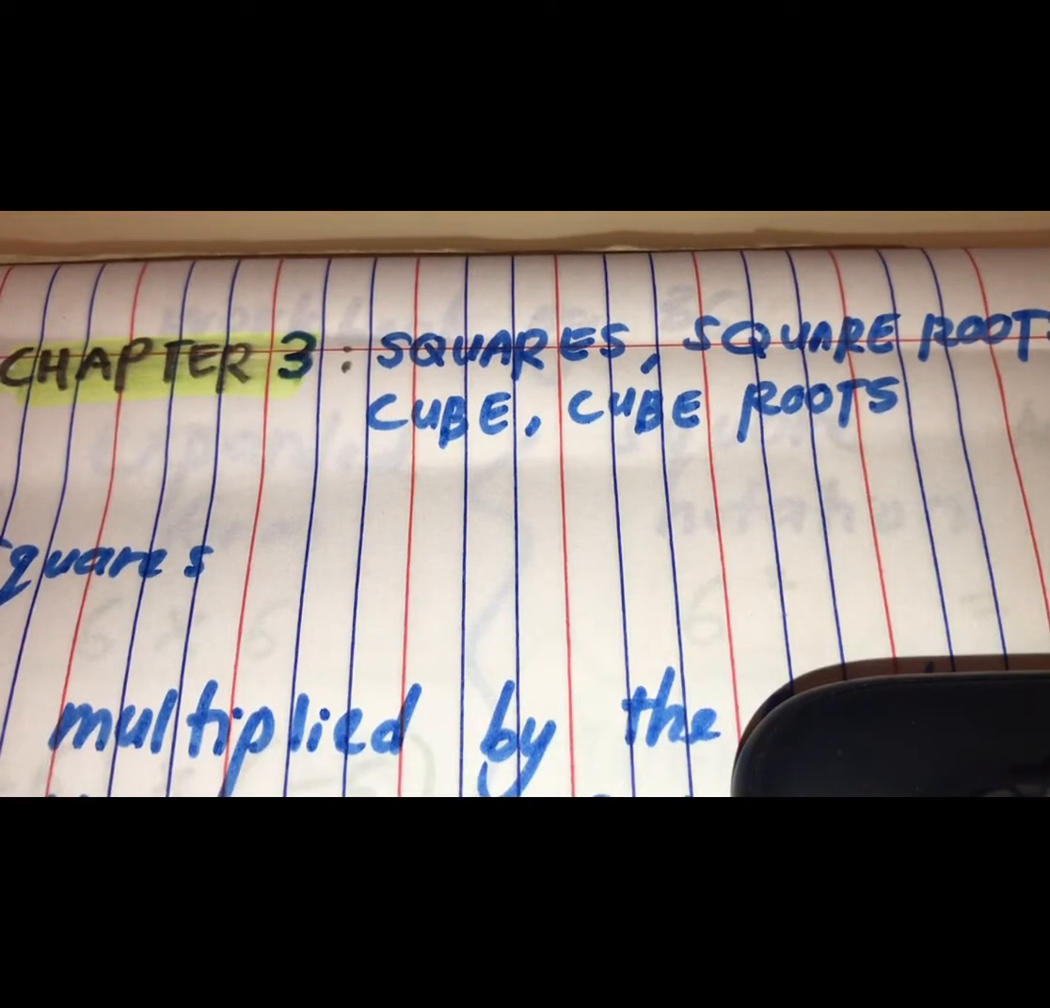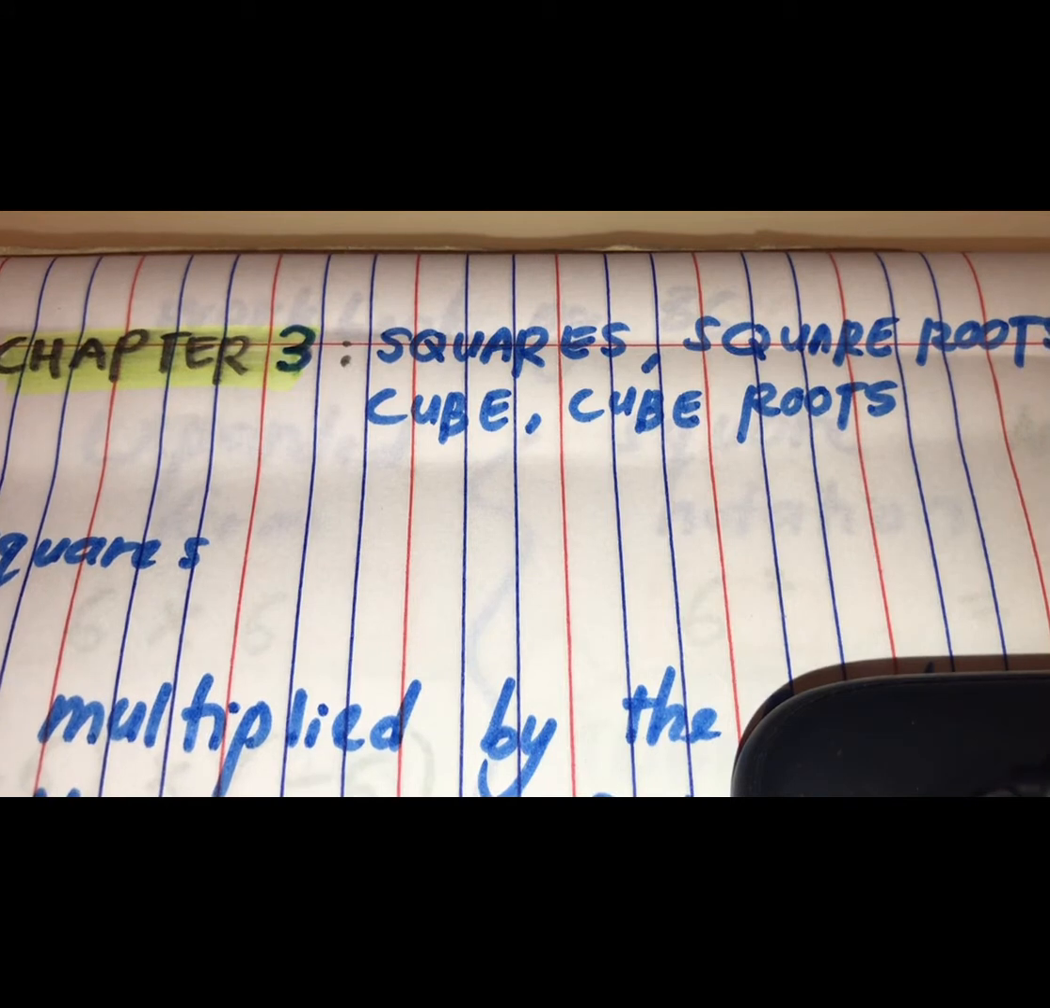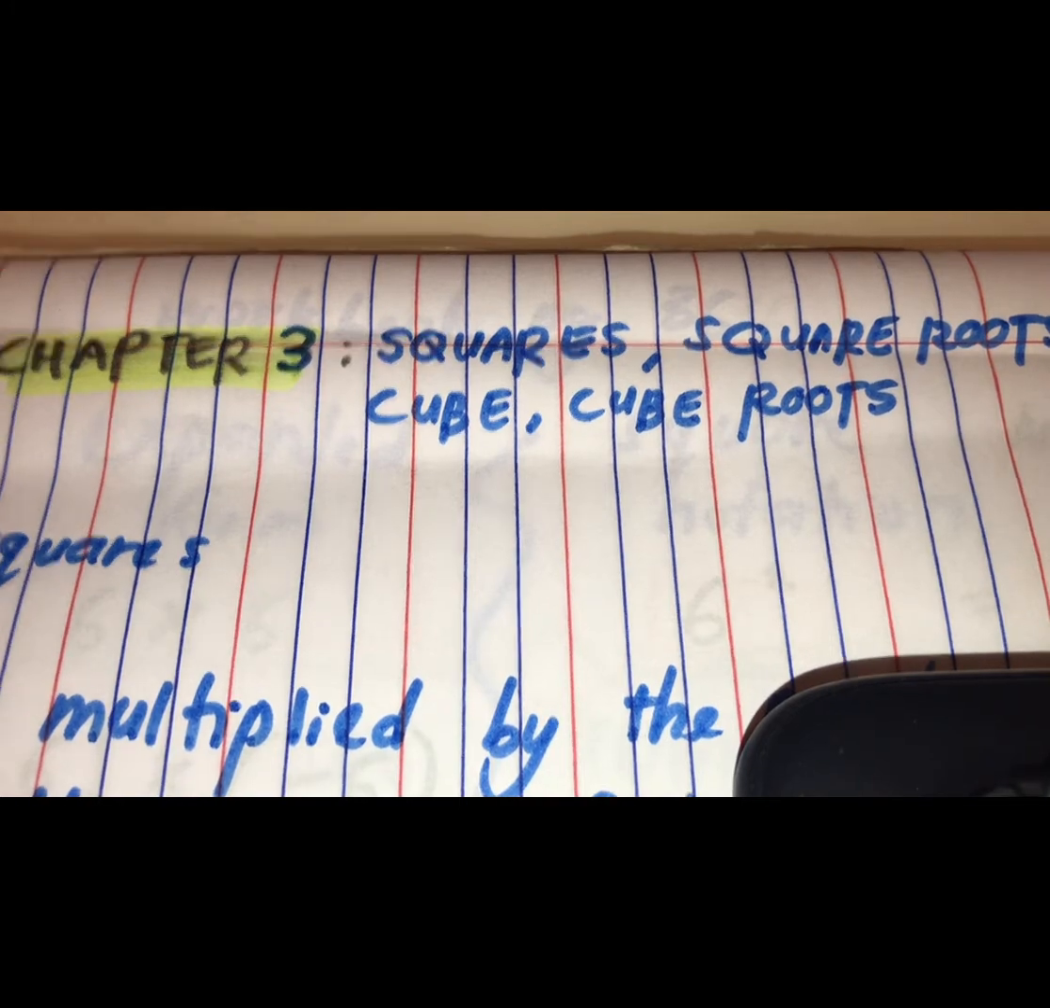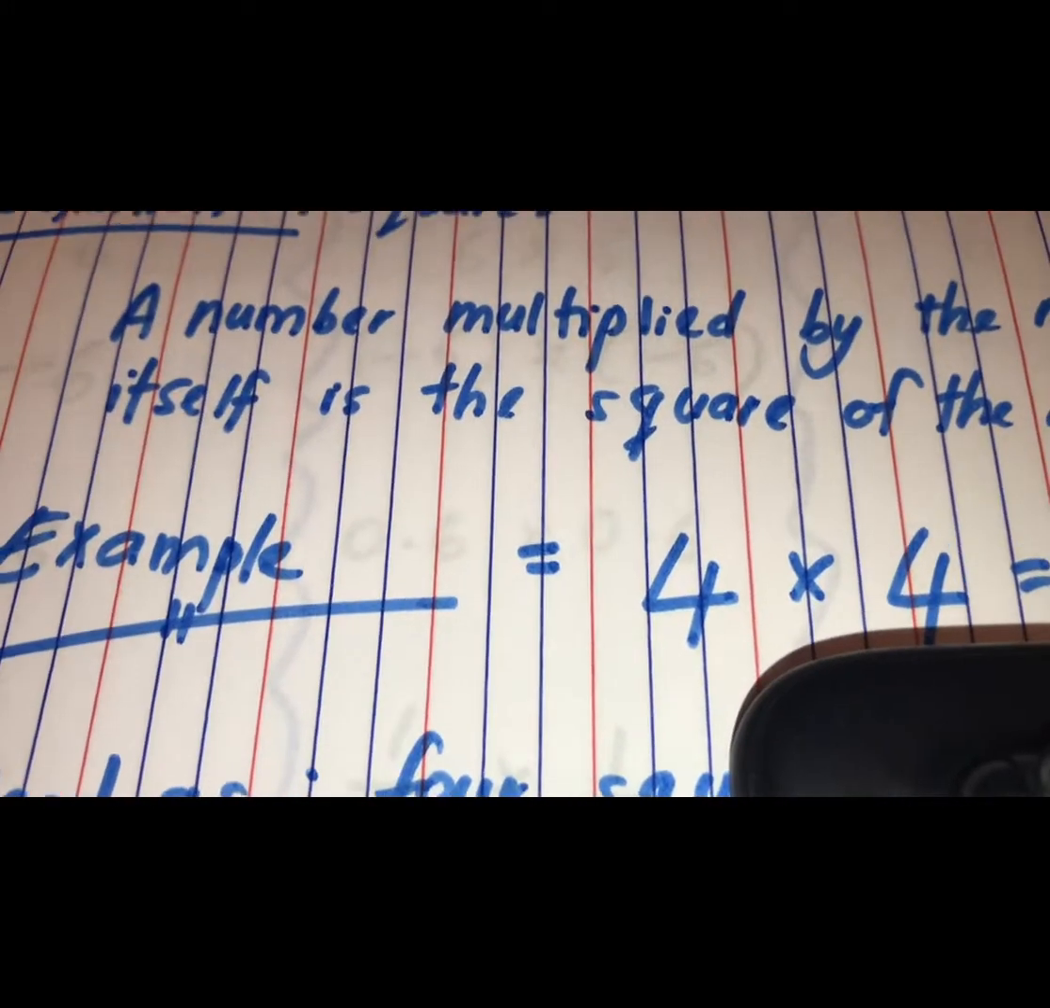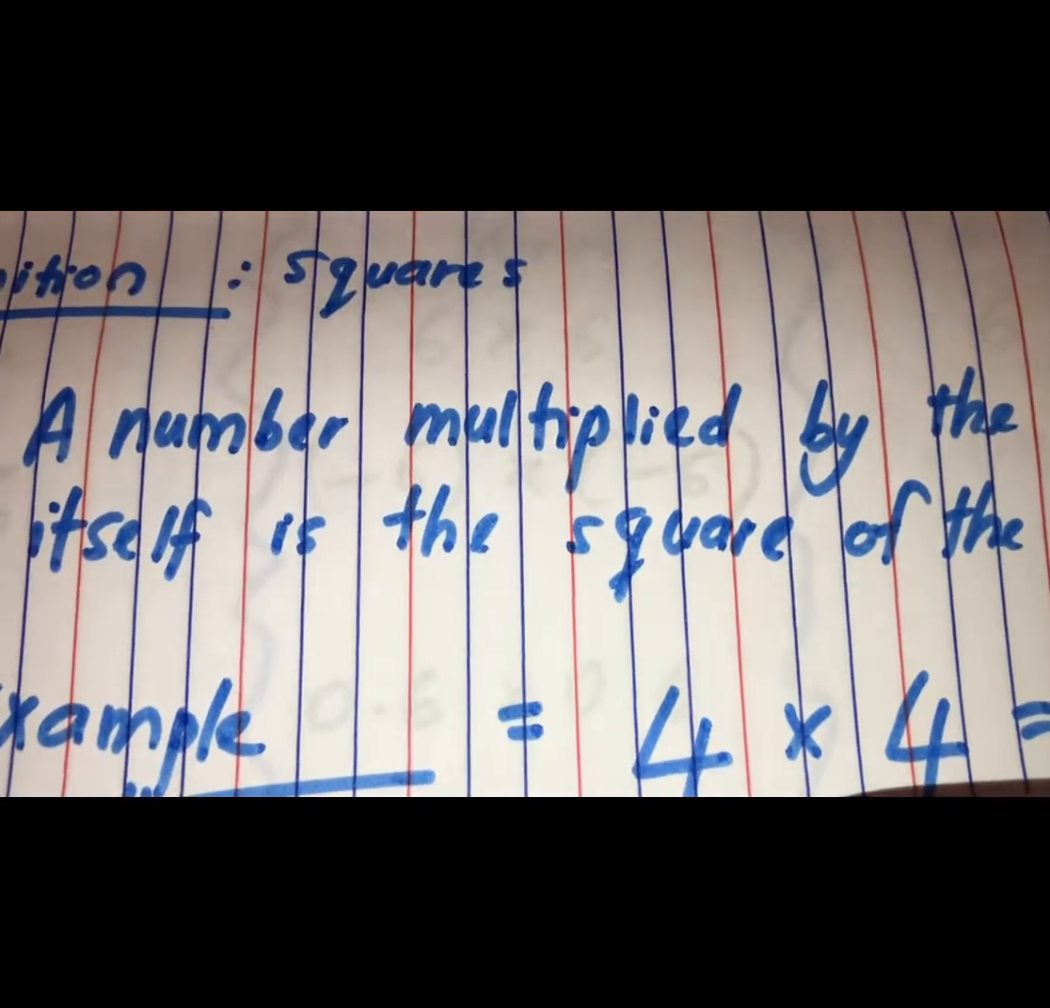Now we go to chapter 3 about square, square root, cube, cube root. You can refer to your textbook, page 48, the introduction about square and square root. And then in your workbook, you just highlight the important notes.